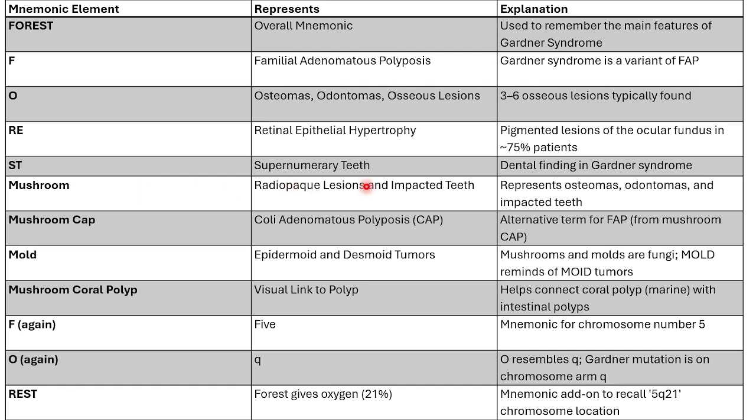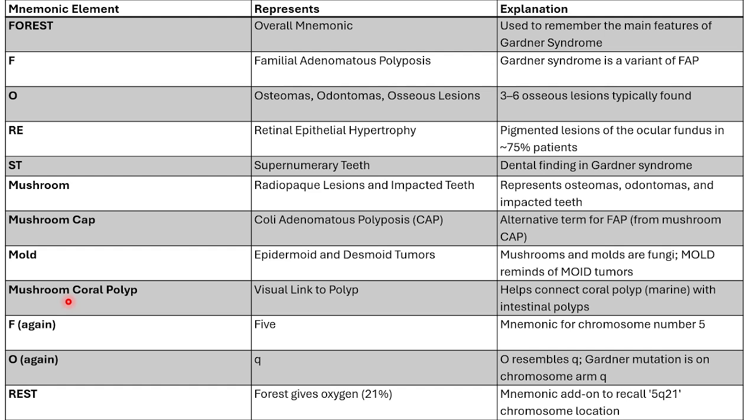which signify the radiopaque lesions, and they were kind of divergent and impacted, so that comes to another dental feature, which is impacted teeth. And the mushroom had a red cap. The CAP acronym was for Coli Adenomatous Polyposis, and the mushroom said that I am also a type of a mold. So the MOLD stands for two MOID lesions, which are epidermoid cyst and desmoid tumors, and there was a visual link to associate mushroom coral polyps with adenomatous polyposis.